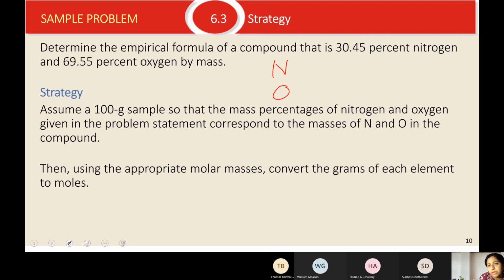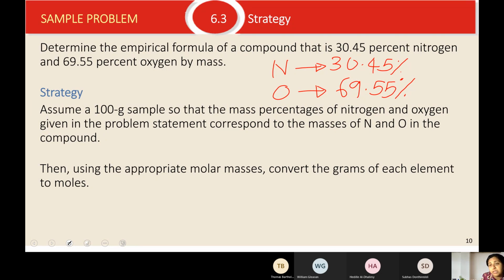What is the percentage of nitrogen? Yes, it is given as 30.45%. And what is the oxygen percentage? It is given as 69.55%. Okay, so let's see how we can determine the empirical formula.